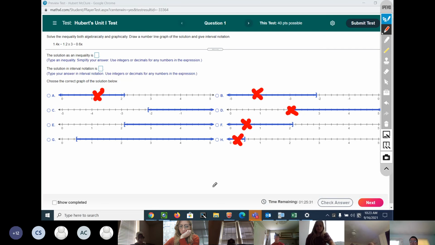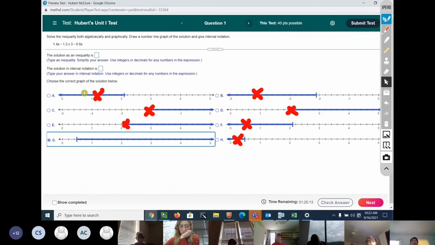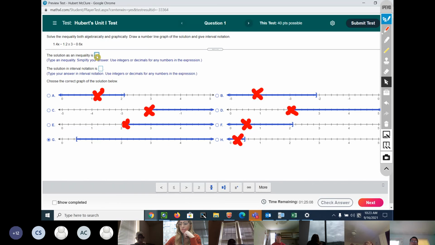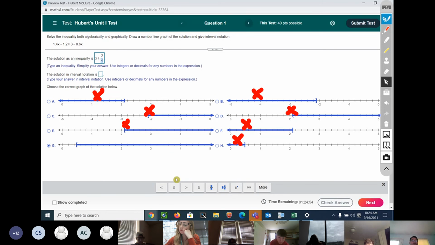And I'm looking for 3/4. Where's 3/4? There's 3/4 right there. That's not 3/4, that's 2. That's -2. So it looks like the only possible answer is G, as in golf. And this up here, the solution as an inequality is x is greater than or equal to 3/4, if I did the math right.